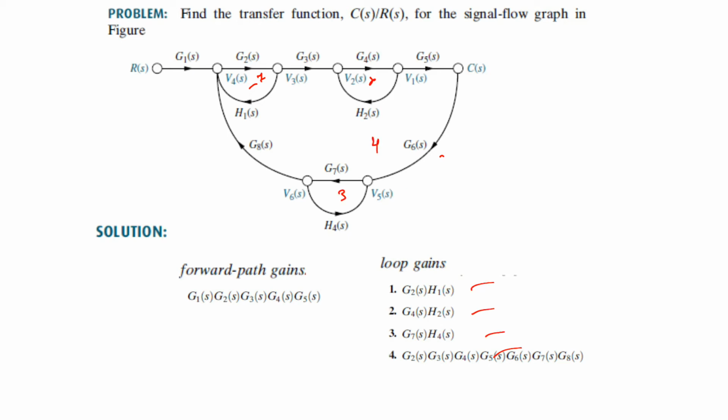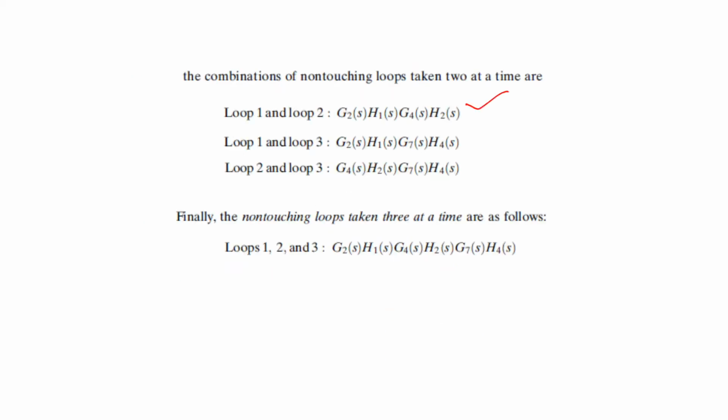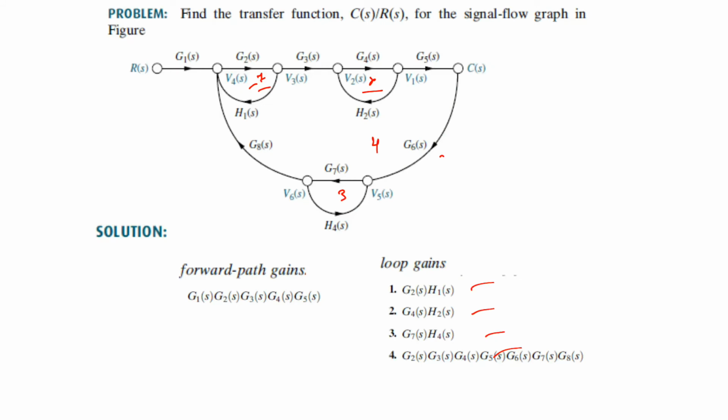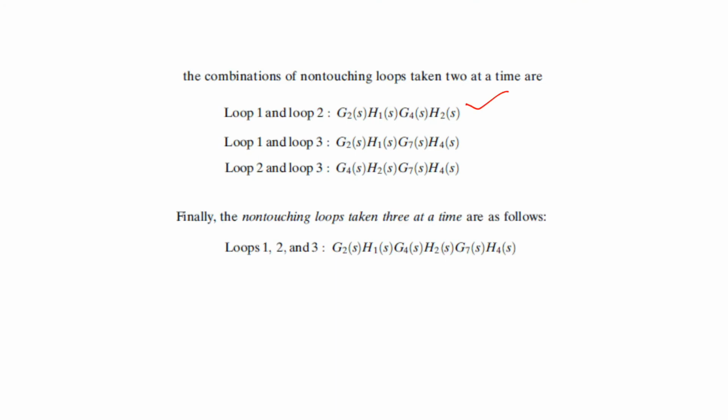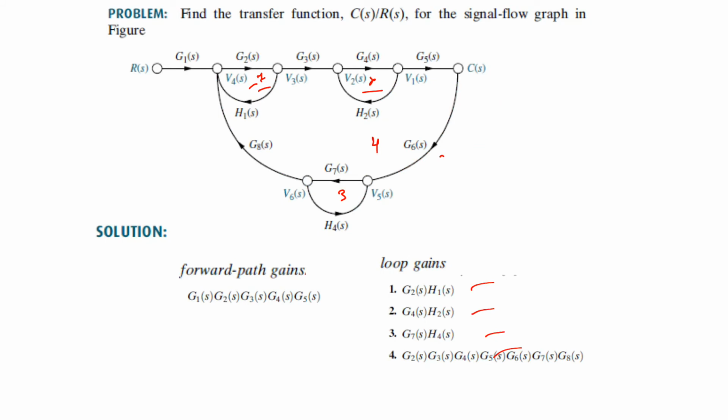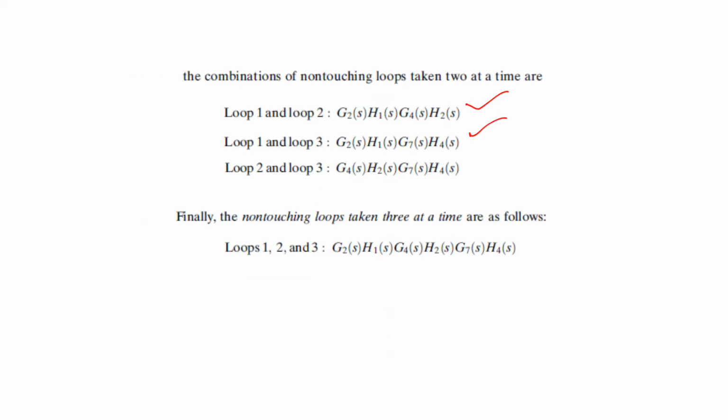So taking 2 at a time, the non-touching loops, this into this, means that we have G2 H1 into G4 H2, that is G2 H1 into G4 H2. Then the second one is G2 H1 into G7 H4. And then the third one is G4 H2 and G7 H4, that is non-touching loops. So it is a combination of 2 non-touching loops taken 2 at a time.